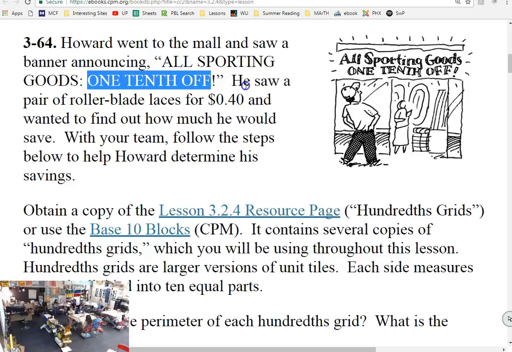So, he saw a pair of rollerblade laces. Who still rides rollerblades? I love rollerblades. Okay, good. There is still hope for America yet.